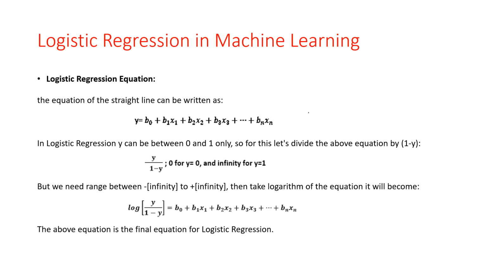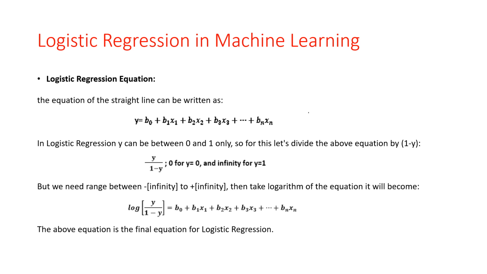So for this, let us divide the above equation by 1 minus y. The equation becomes y divided by 1 minus y, which is 0 for y equal to 0 and infinity for y equal to 1. But we need a range between minus infinity and plus infinity. Then we take the logarithm of the equation, so the range becomes minus infinity to plus infinity.